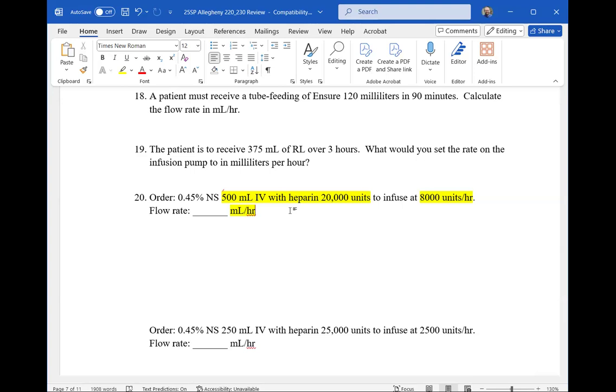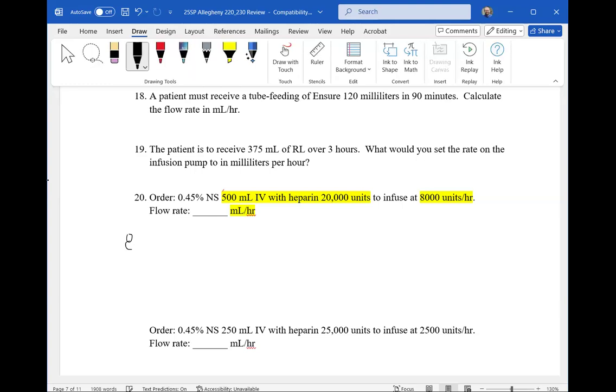So personally, when I start these types of questions, I always like to start with the flow rate that they've given me, which is that 8,000 units per hour. So I'm just going to write 8,000 units per hour. And what I want to do is convert this to eventually get to milliliters per hour. So I want to know, can I convert units per hour, or even just looking at units, can I convert units to milliliters?